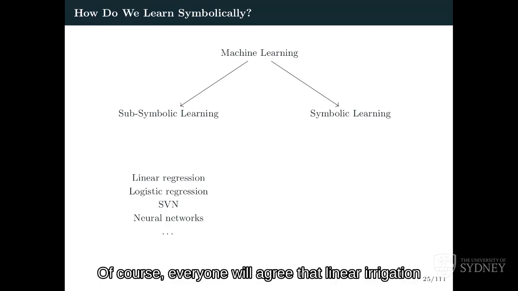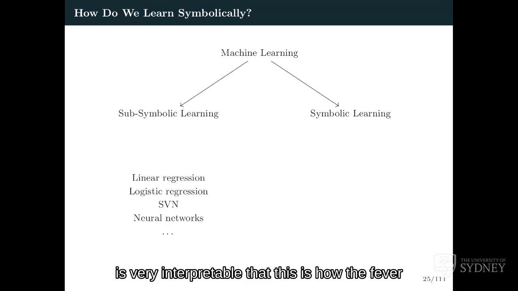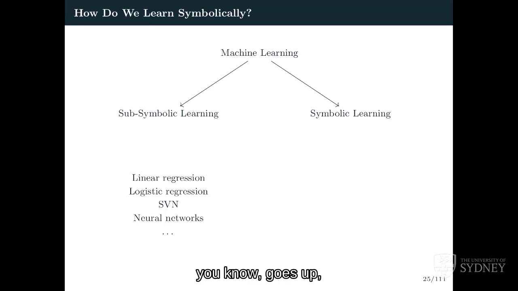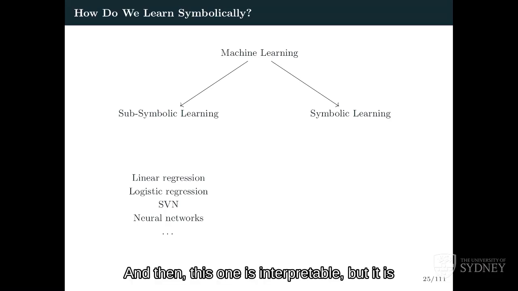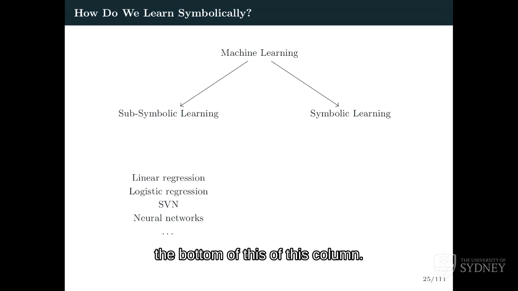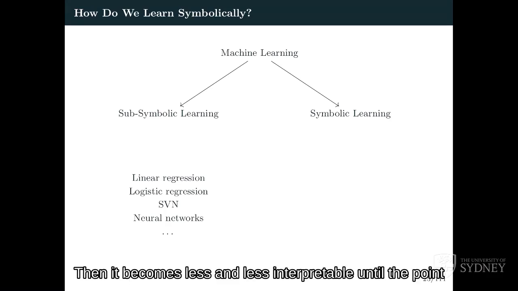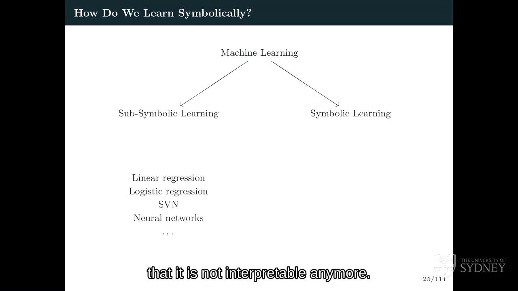Of course, everyone will agree that linear regression is very interpretable. That this is how the fever goes up as the disease progresses. It doesn't matter. The point is that it is a numerical representation of knowledge, and it is interpretable at the top, but as you go towards the bottom of this column, it becomes less and less interpretable, until the point that it is not interpretable anymore.